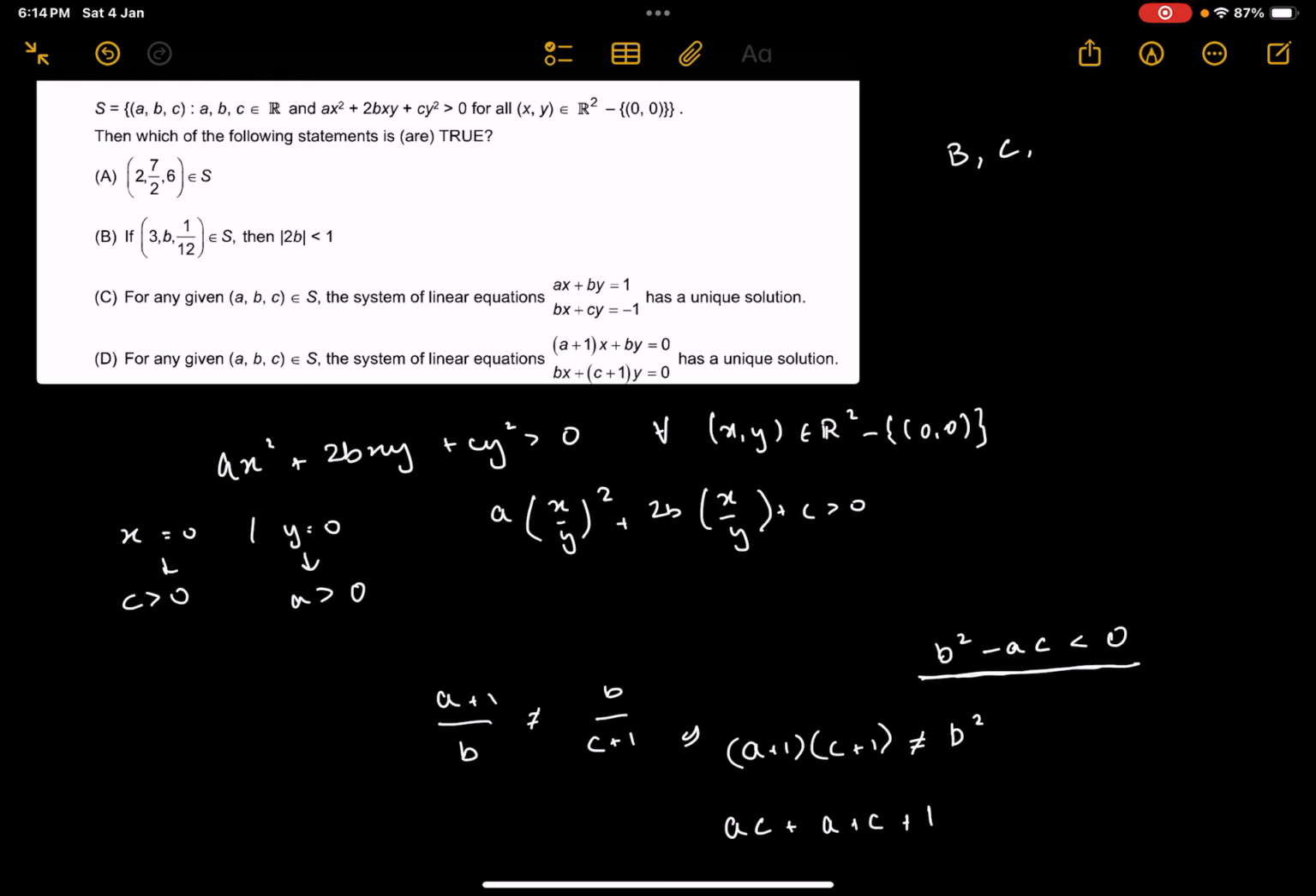remember this means that b² is less than ac, and a and c are both greater than 0. So this whole thing is positive. So b² is already less than ac, and what we are doing is adding some positive terms, which means that b² clearly cannot be equal to (a+1)(c+1). Let's write it: b² is clearly less than ac + a + c + 1. So this inequality is true. So option d is also correct.